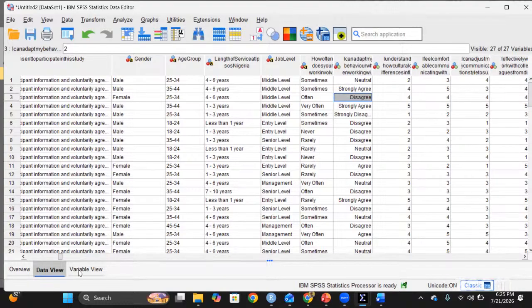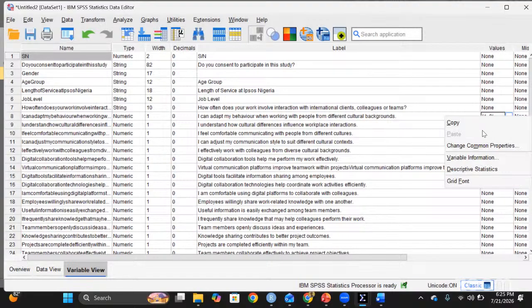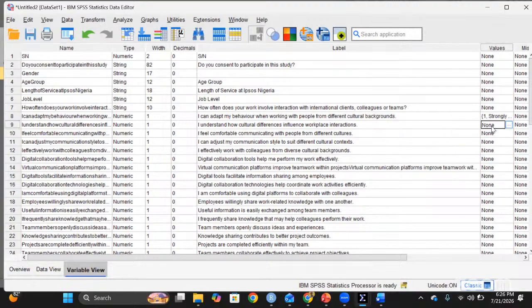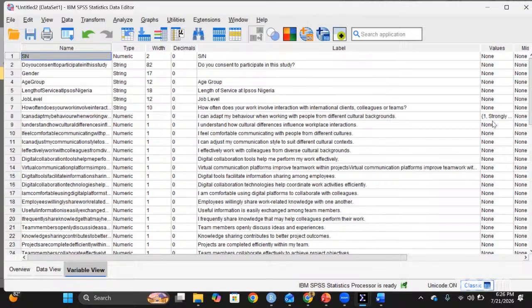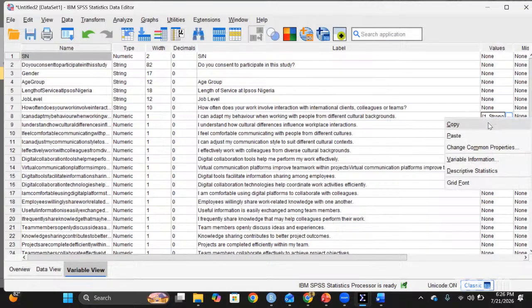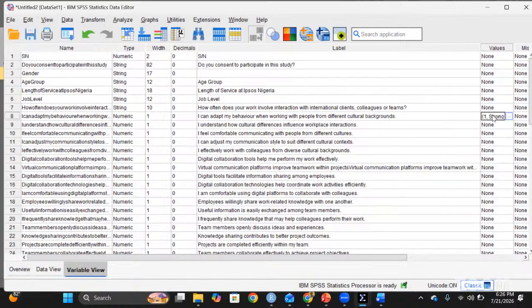It's not efficient for you to be doing strongly agree for everything. Just Control C or right click and copy. Then we can paste all through Control V, Control V. Oh, it's not working. Paste. What is happening? Okay, now it works. Sometimes SPSS can be funny.